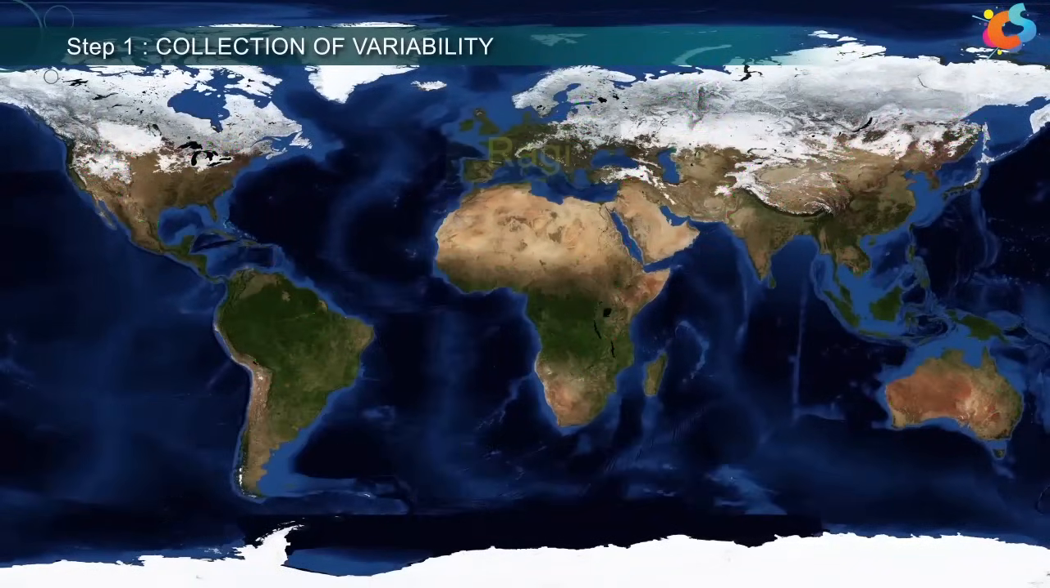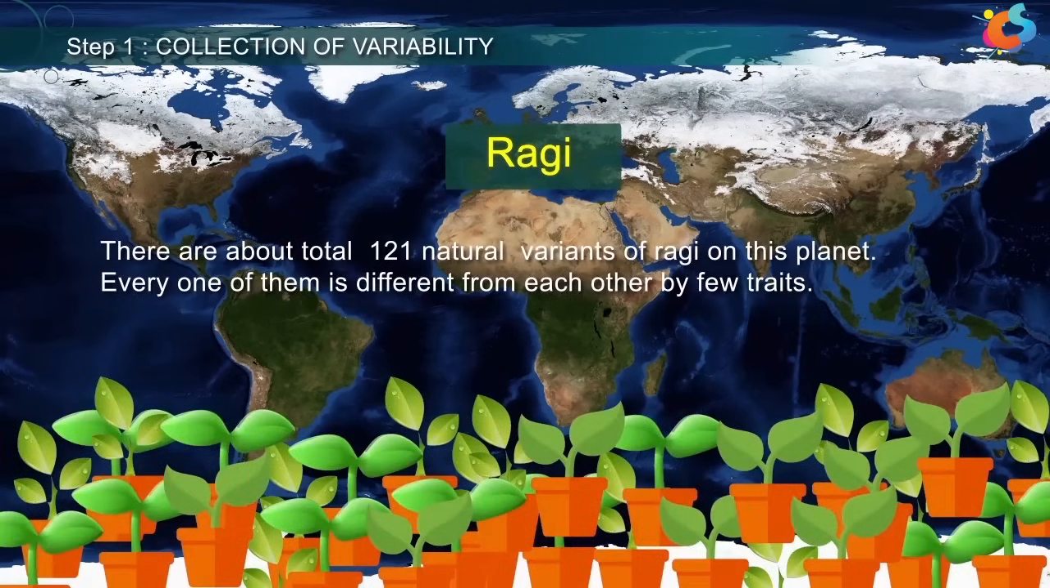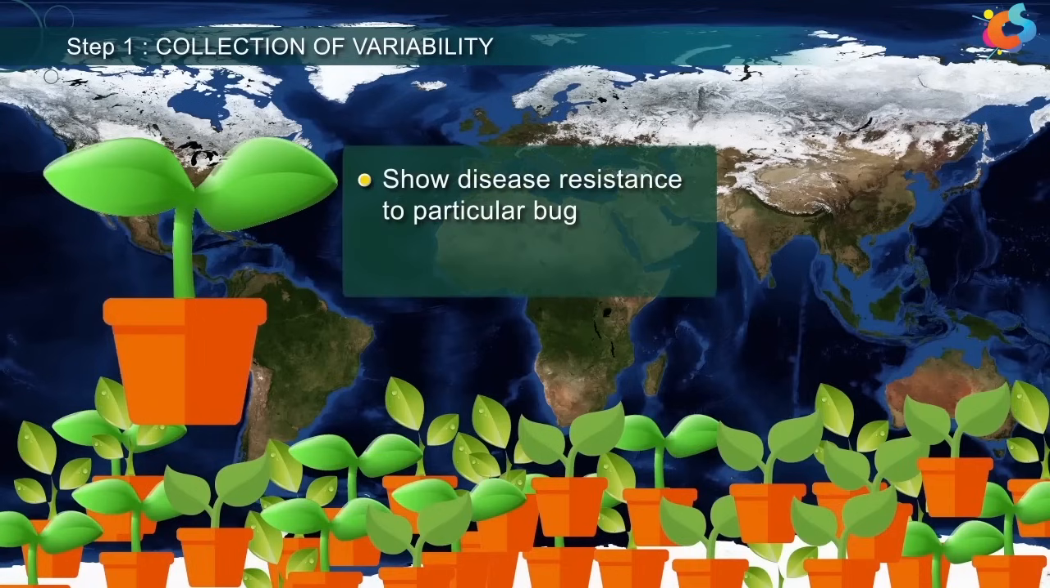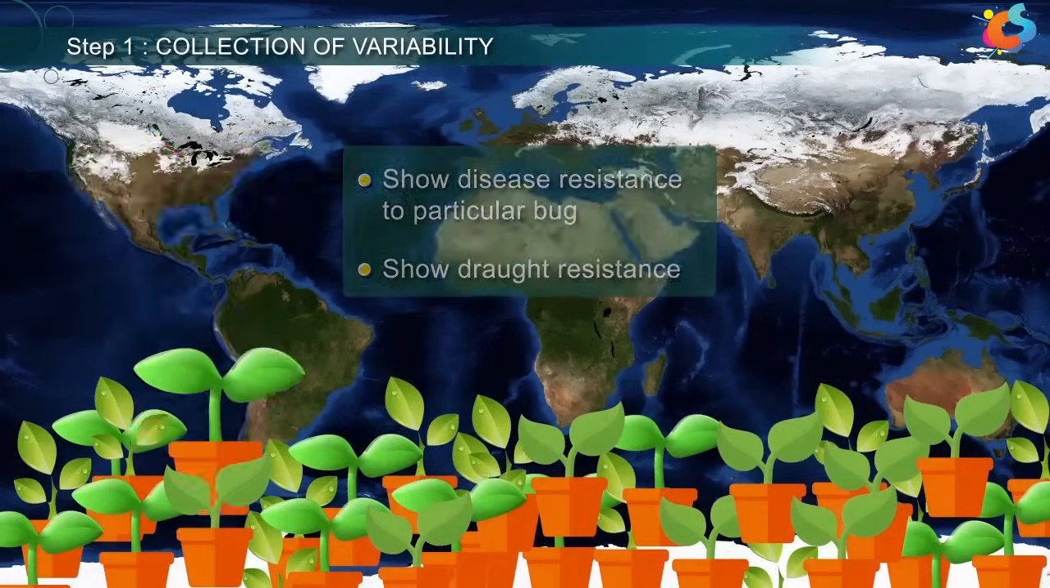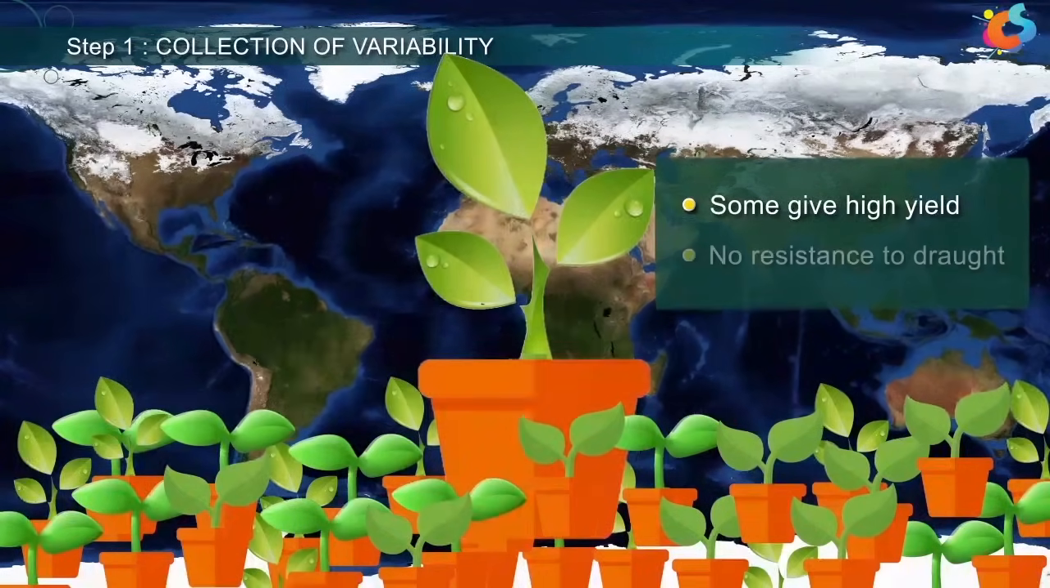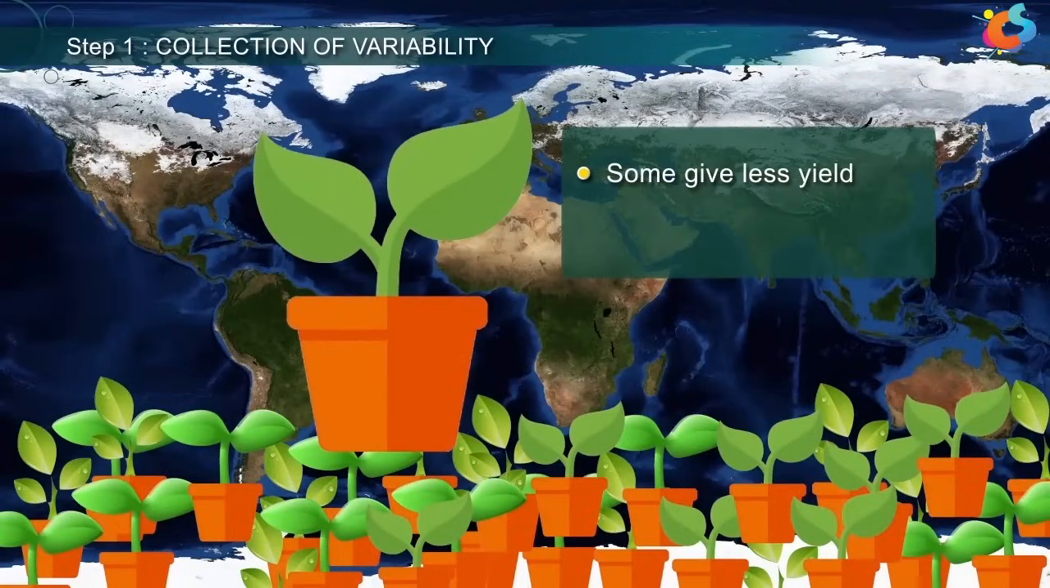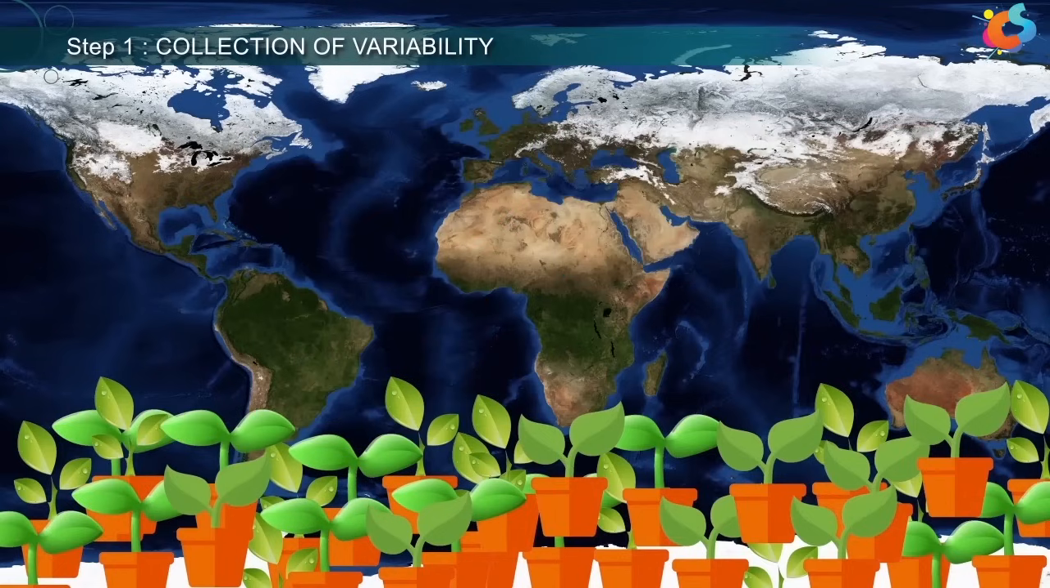For example, ragi. There are about 121 natural variants of ragi on this planet. Every one of them is different from each other by a few traits. Some show disease resistance to a particular bug and show drought resistance. Some give high yield and no resistance to drought. Some give less yield and show drought resistance, etc. All these are desirable characters.